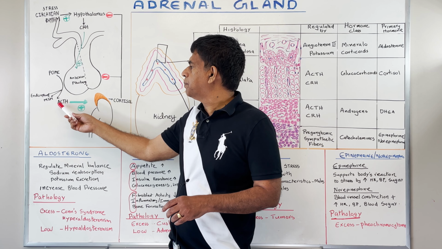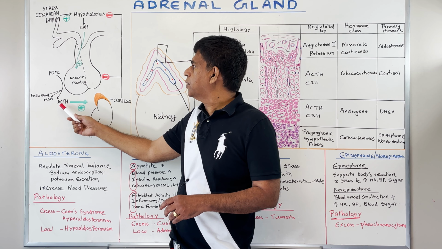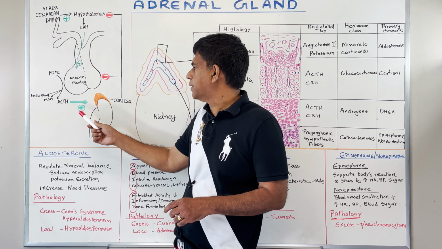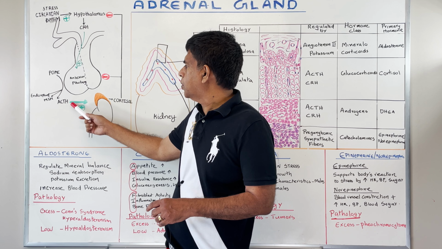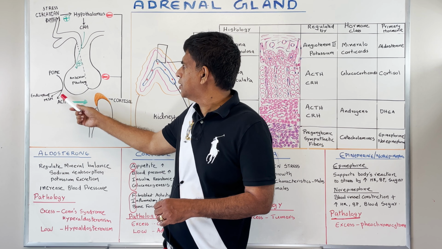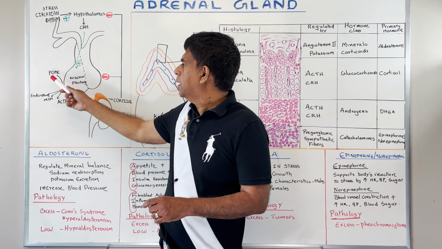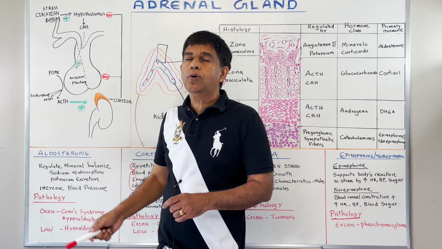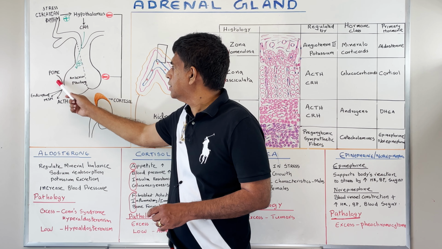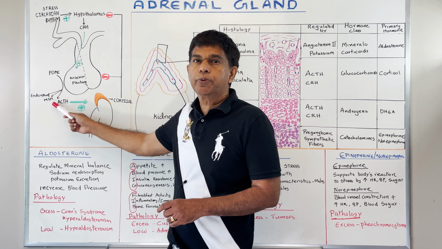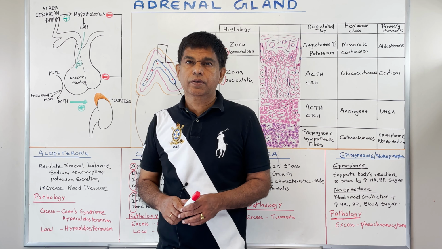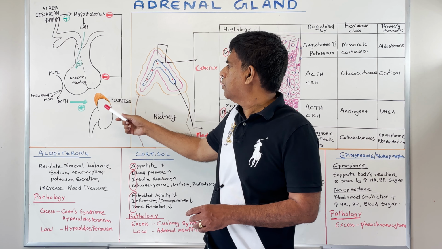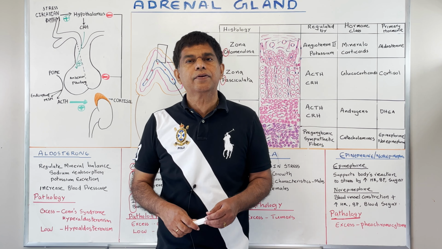The anterior pituitary produces adrenocorticotropic hormone, ACTH. Before going further, remember the precursor is pro-opiomelanocortin. That also produces endorphin and melanocyte stimulating hormone. So it produces ACTH, and ACTH acts on the adrenal gland.